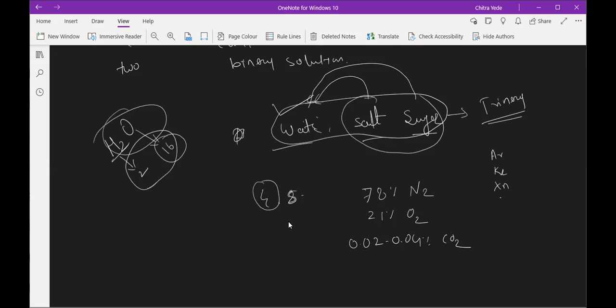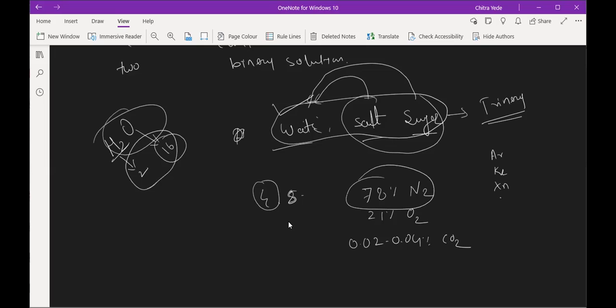That's why we cannot observe them separately, because they are present in the same phase. Yes, sir, but how can we tell what is solvent and what is solute? See here, we have 78% nitrogen, so it is going to be the solvent, and the rest are solute.